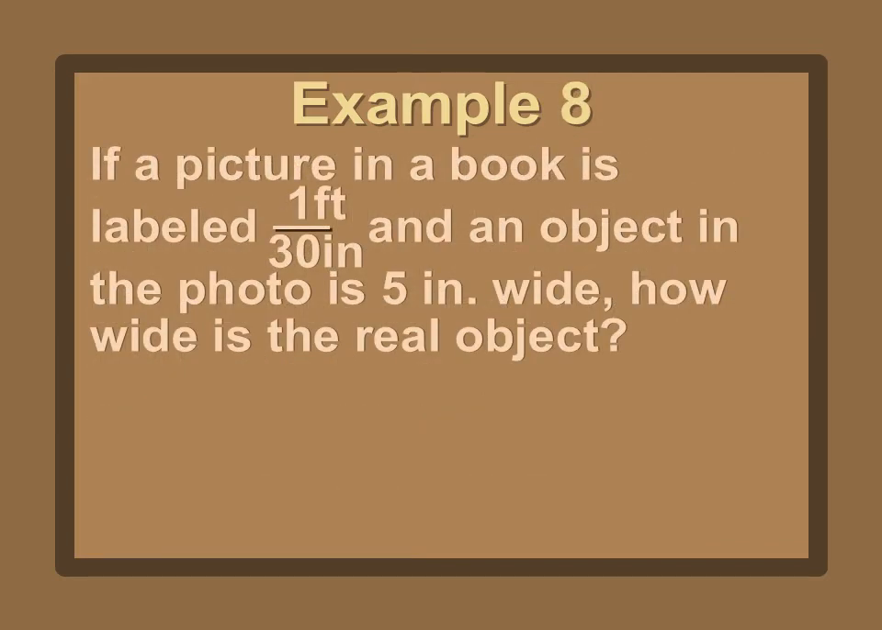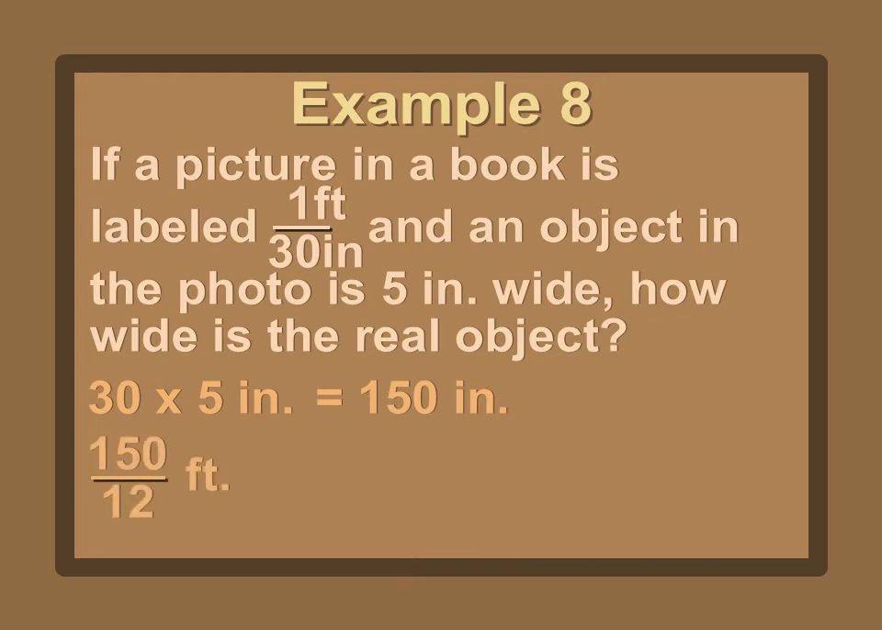All right, next example. Let's say that we have a picture in a book that is labeled 1 over 30 and an object in the photo is 5 inches wide. How wide is the real object? Well, we have 30 times 5, right? Because we have 30 inches times 5 inches, right? And that gives us 150 inches. However, we need to know what that is in feet, right? So we're going to divide by 12 since there are 12 inches in 1 foot. So we get 12.5 feet wide. So that's how big it is in real life.